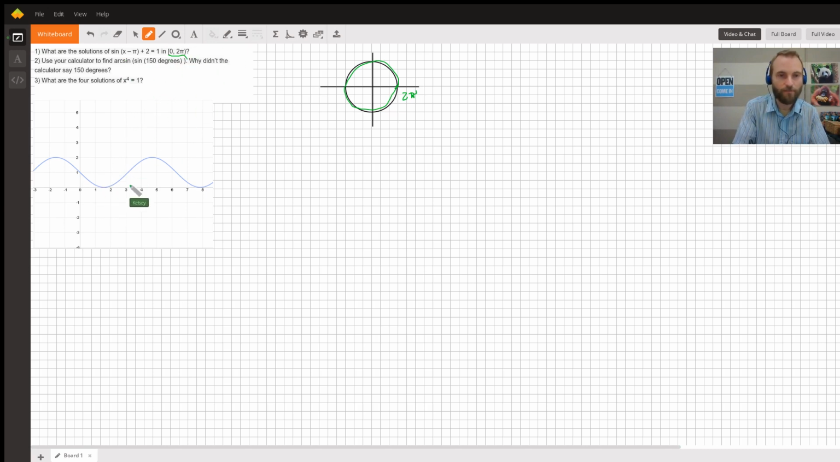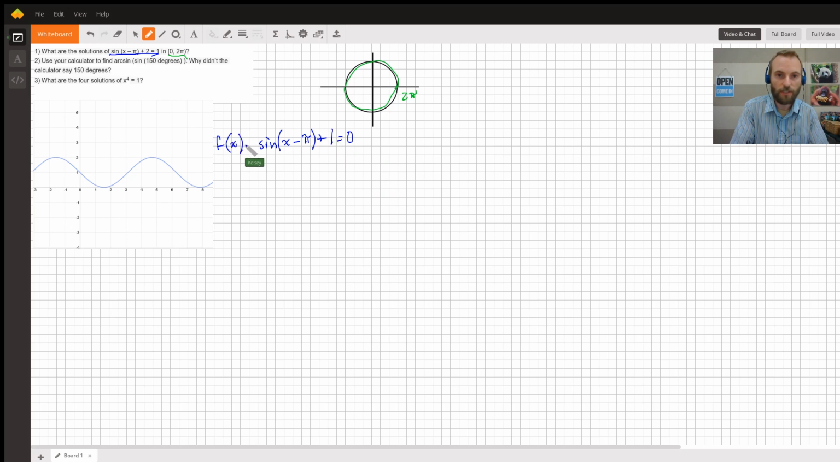I did go on and graph it. So this is what this would look like as a function if we wrote it a little bit differently. What I want to do is make it equal to 0 instead of equal to 1. So if I subtract 1 from both sides, what I'm going to get is sine of x minus pi plus 1 equals 0. This can be our function for today.